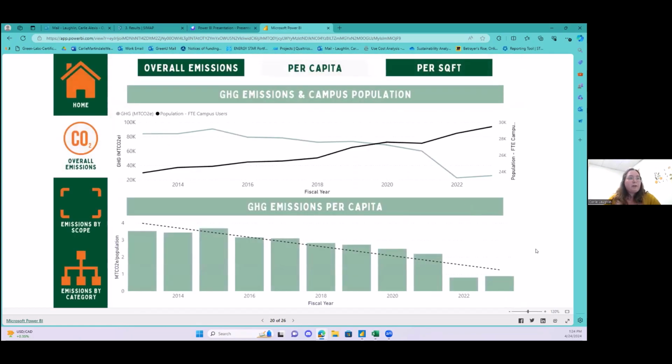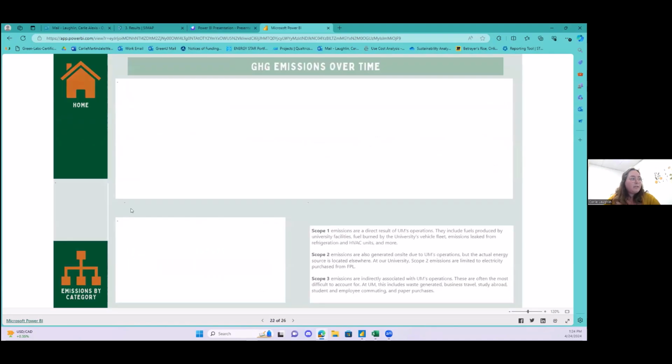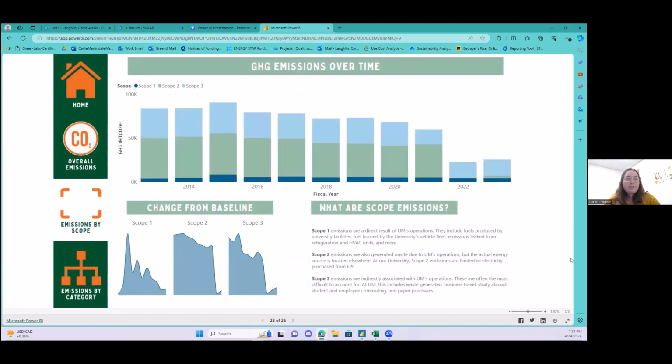We can also view our greenhouse gas emissions per capita, per square foot, like you can with the other categories. And then we're also able to break down our greenhouse gas emissions by scope to see which areas we really need to focus on here.